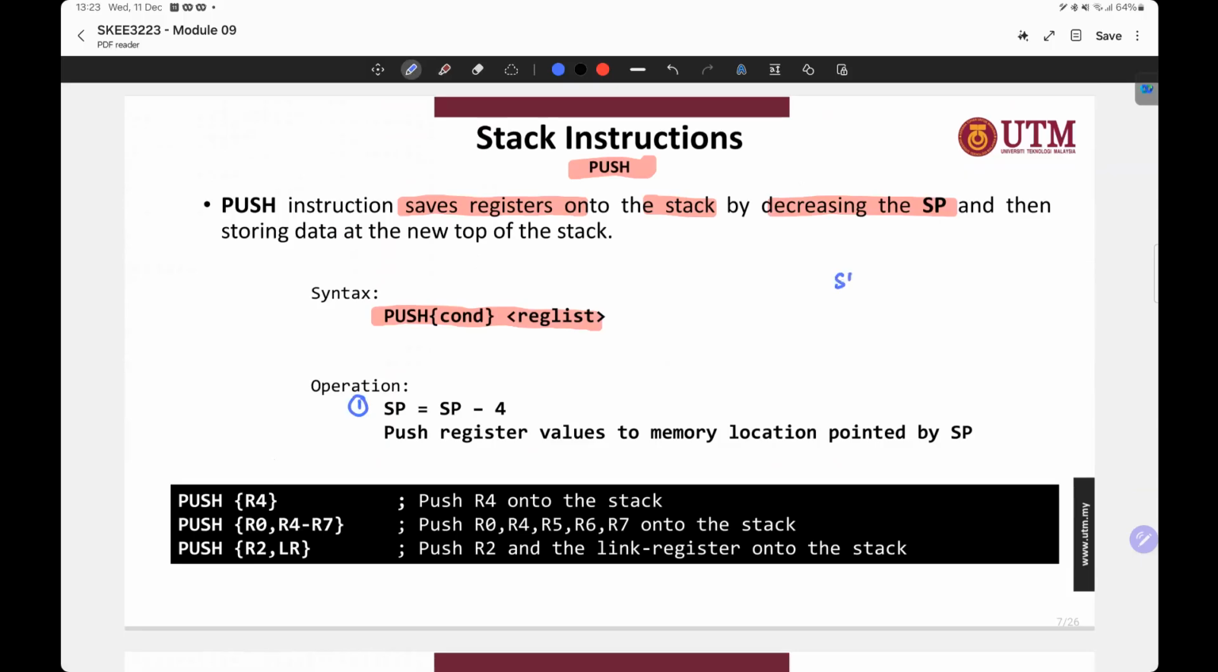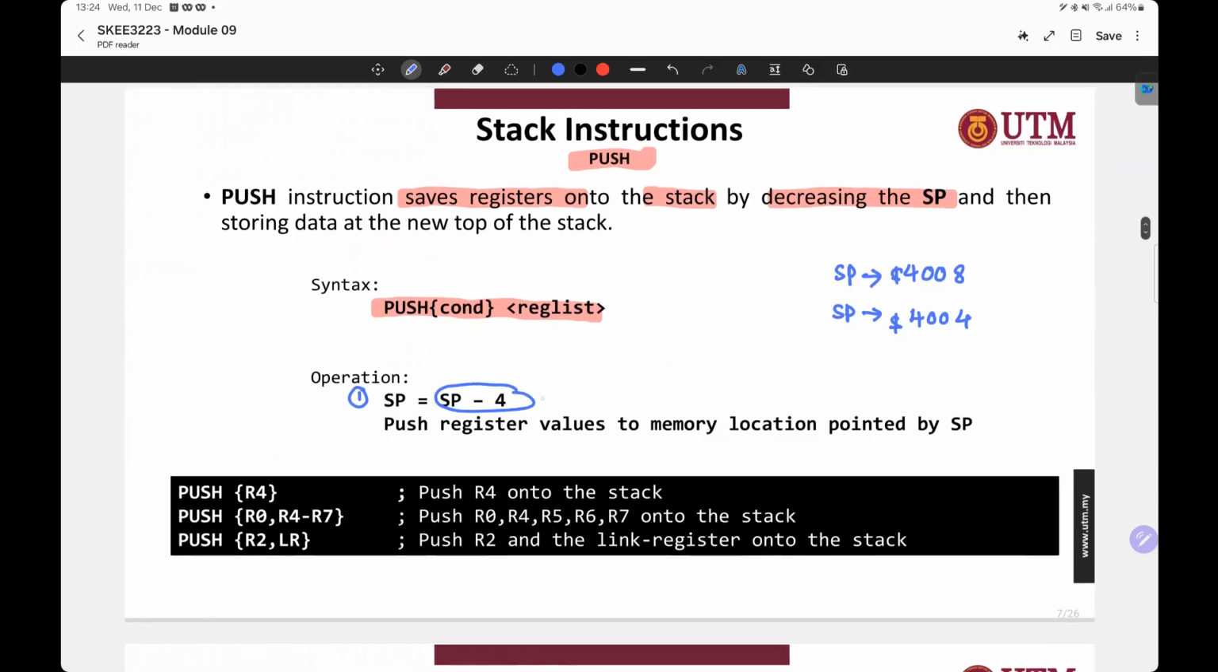Let's say your current SP is at 4008. So this is your current stack pointer, pointing to this address. After you use the push instruction, what happened? Your SP is now decremented to address 4004. So this is what happened. That's why it says SP equals SP minus 4. Minus 4 means 4 bytes. You're going to push a 32-bit data to your stack memory.